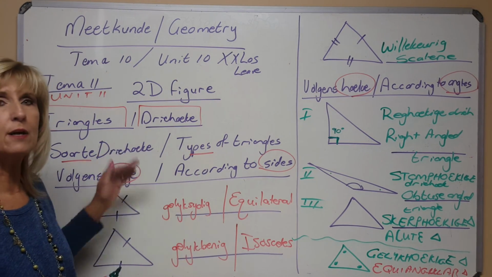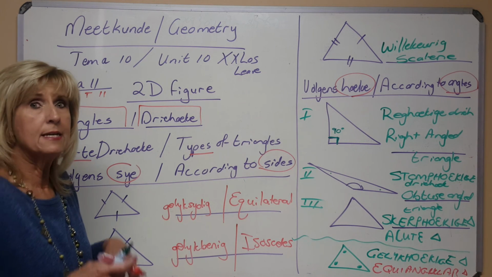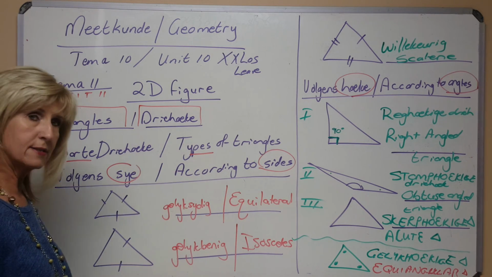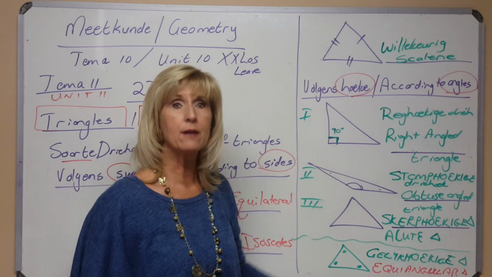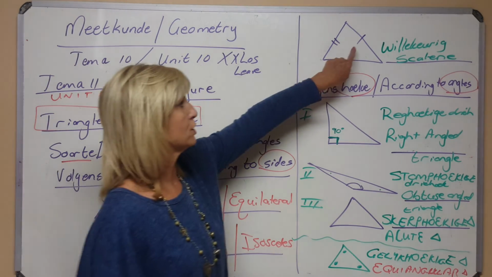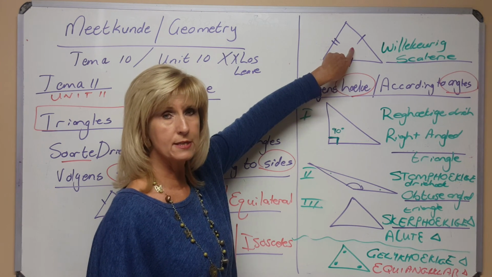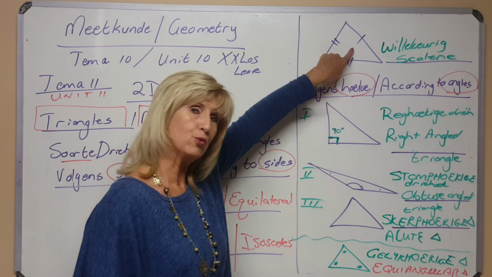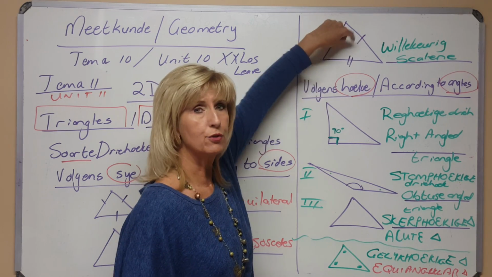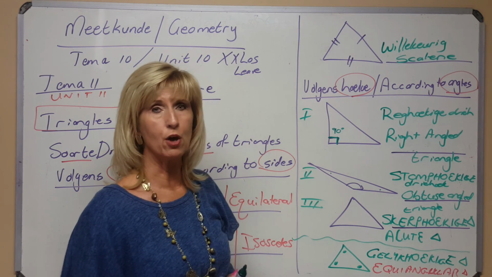Gewoonlik sê hulle vir jou hierso klassifiseer vir my die driehoek. Classify the triangle. Sê vir my wat se soort hy is. Then it's according to the sides or according to the angles, and most of the time I'll say according to both. So in this case, you would say according to the side, it's a scalene. Volgens die sye is dit willekeurig, en volgens die hoeke, according to the angles, this would be an acute triangle, 'n skerphoekige driehoek. En dis net tot daar wat jy vandag moet afskryf.